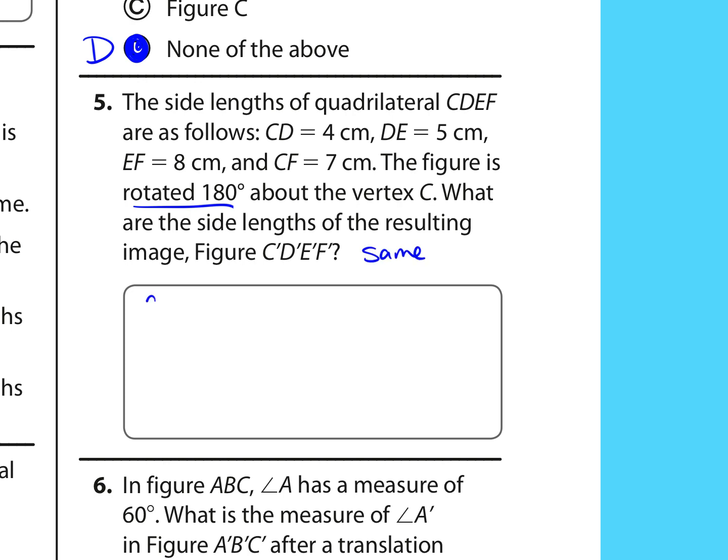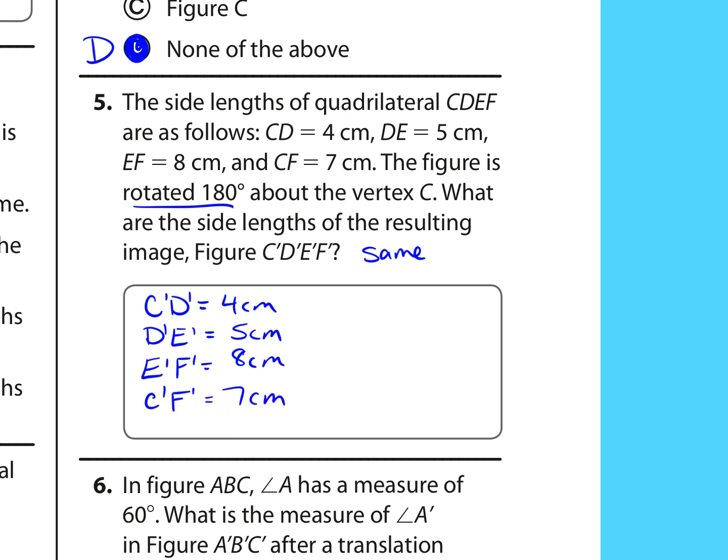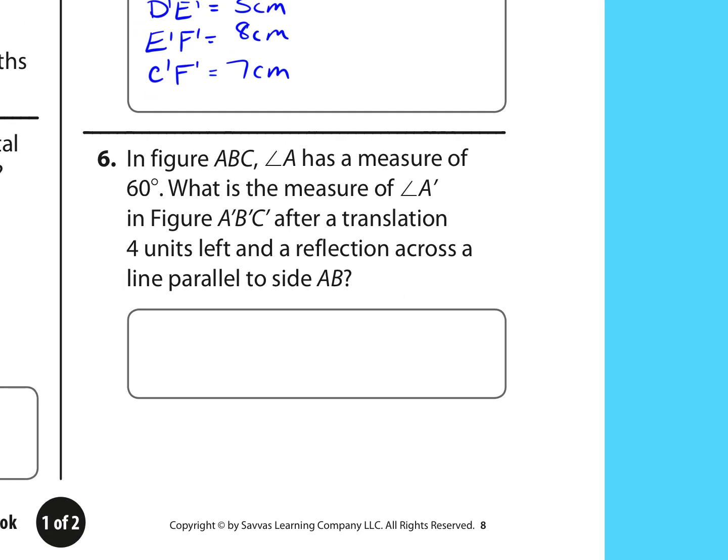So C prime D prime is 4 centimeters. D prime E prime is 5 centimeters. E prime F prime is 8 centimeters. And C prime F prime is 7 centimeters. Number 6. In the figure ABC, angle A has a measure of 60 degrees. What's the measure of angle A prime after a translation and a reflection? So these do not change the angle measures. They stay the same. So the measure of angle A prime is 60 degrees.